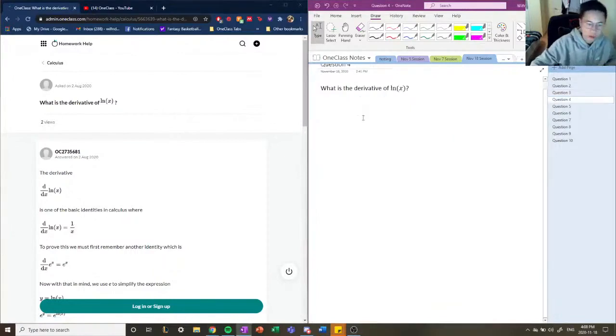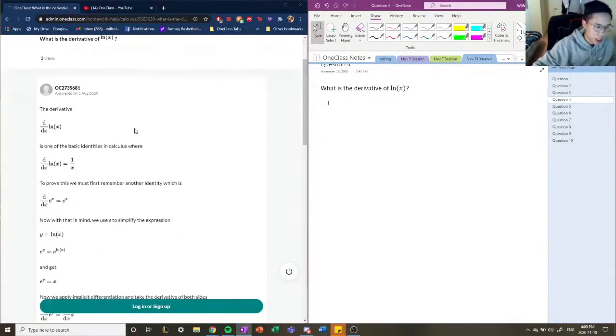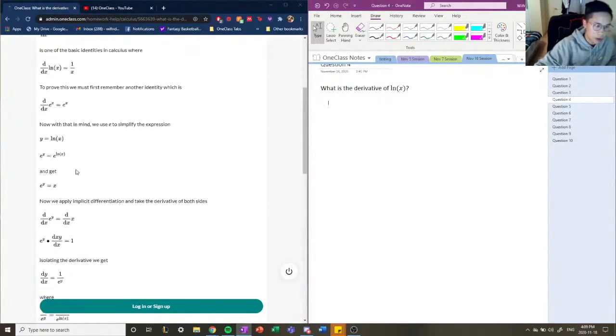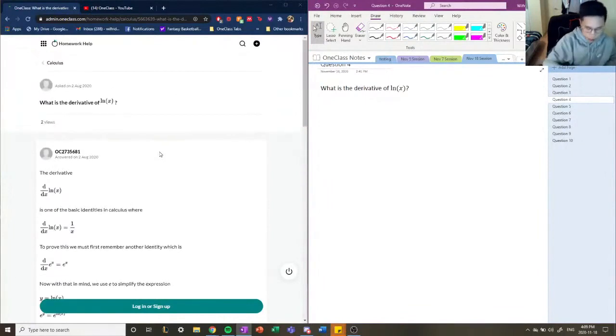All right, so question number 4. What is the derivative of ln x? So this is a proof on how to derive ln x. And so the junior tutor provided a proof on how to do it. I'm going to provide a different one, and then I'll run through what the junior tutor did, okay?